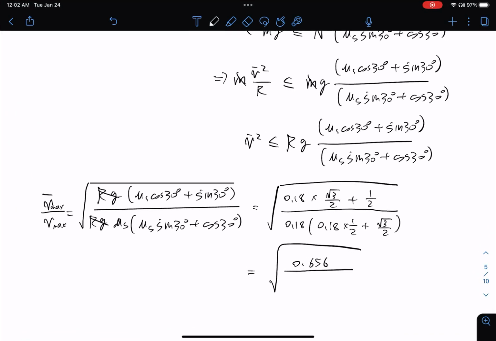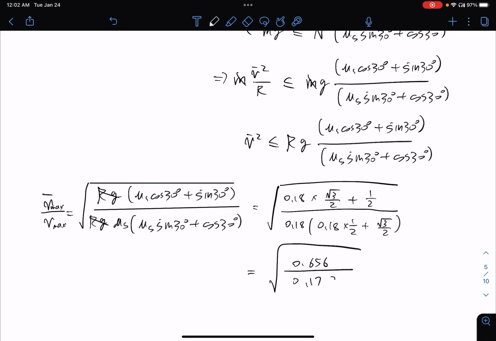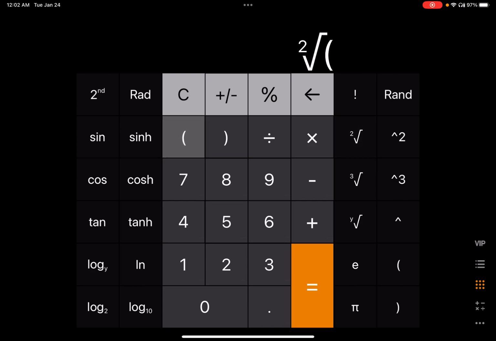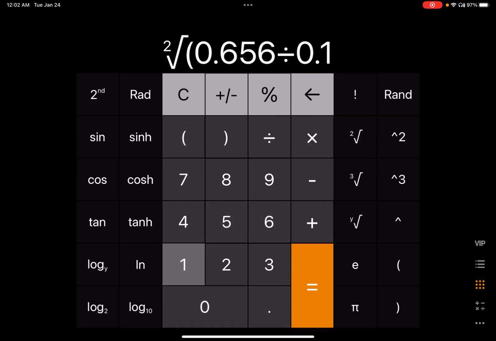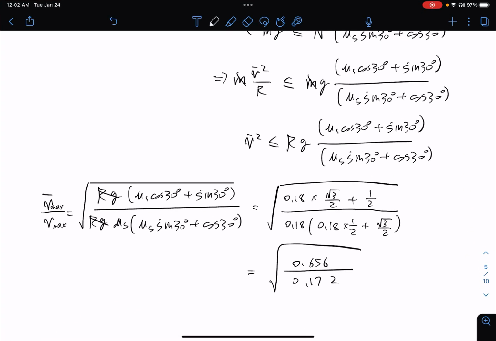0.172. So let me divide 0.656 by 0.172 and take a square root. I get about a factor of 2. So with an inclination, we can simply increase the maximum velocity by a factor of 2, which is pretty good.